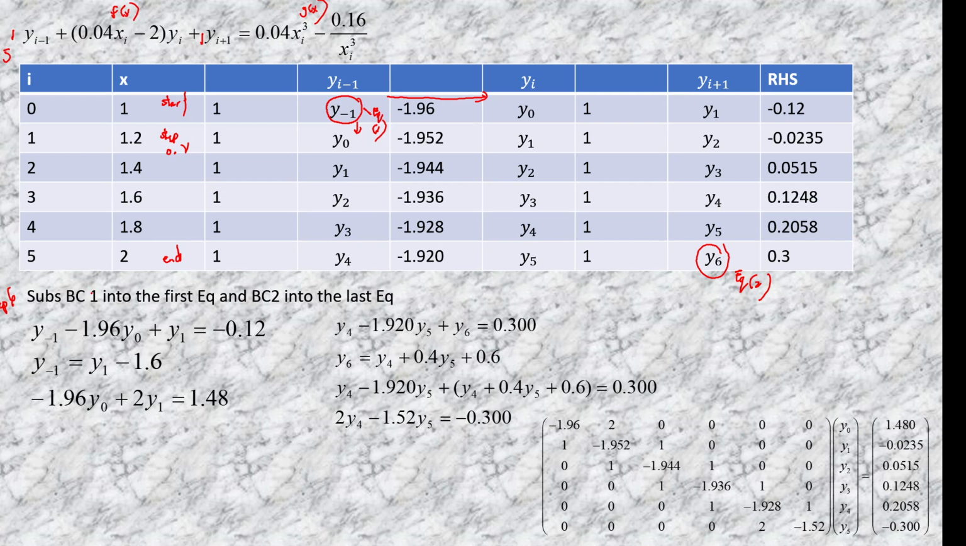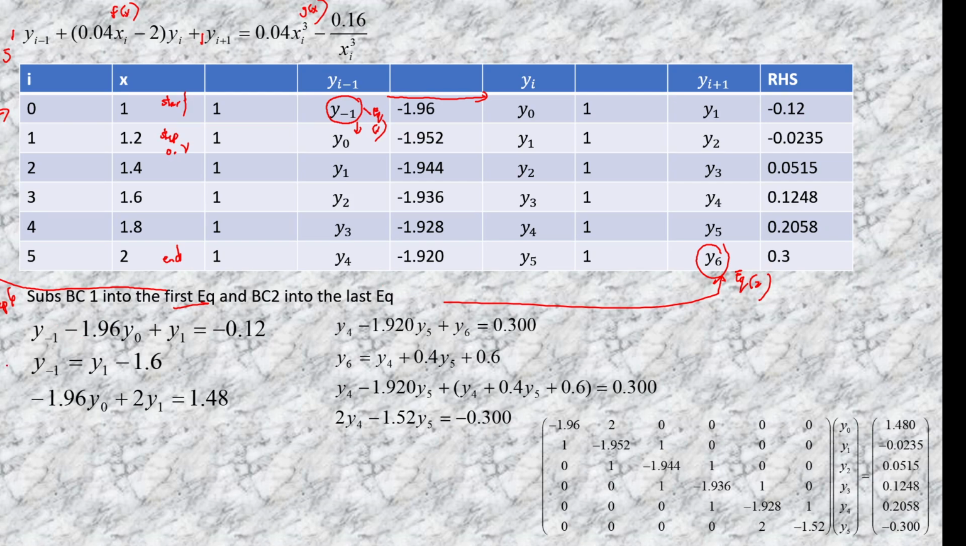Substitute the first boundary condition into the first equation, this one here, and the second boundary condition into the last equation. From the first equation in the table, you have 1 y minus 1, so minus 1.96 y0 plus 1 times y1 equal to negative 0.12.